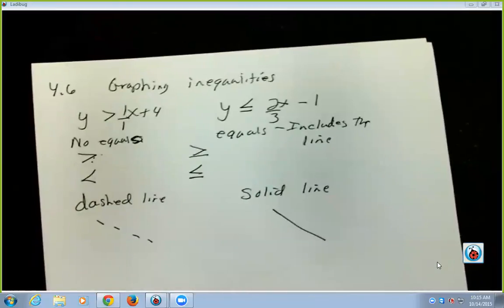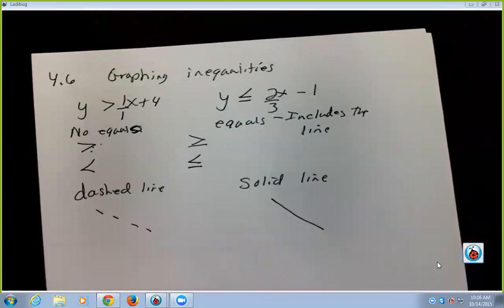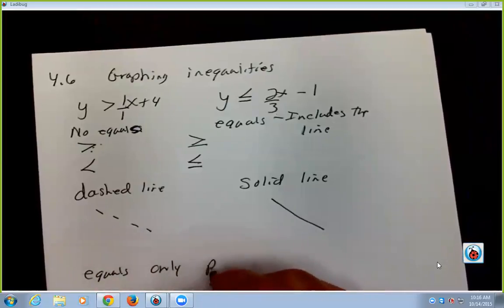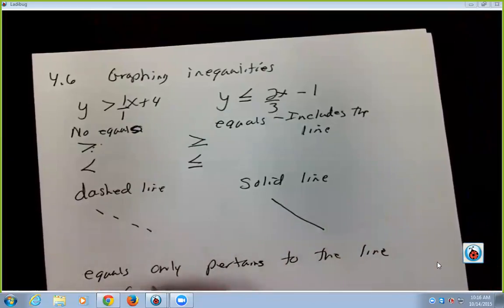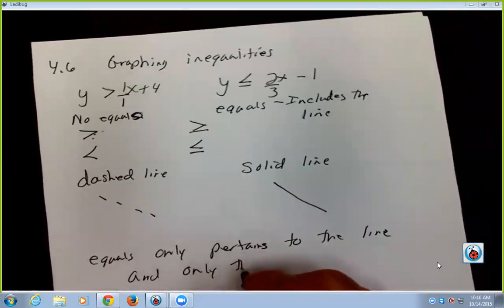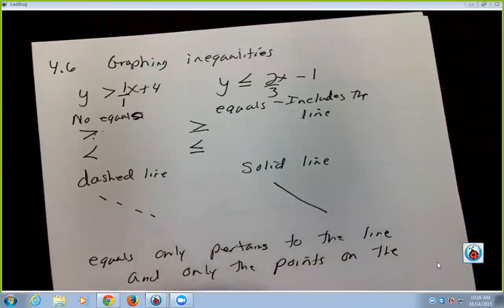So your inequality will tell you that. And on Hawks, and we'll go to Hawks in a minute here after we get an idea of what we're doing with these, I'm going to show you that it pops that in there and you have to select whether it's dashed or solid. And so we'll go through and work that part out. But the thing about inequalities is that when we had equals, the equals only pertains to the line, and only the points on the line were answers.